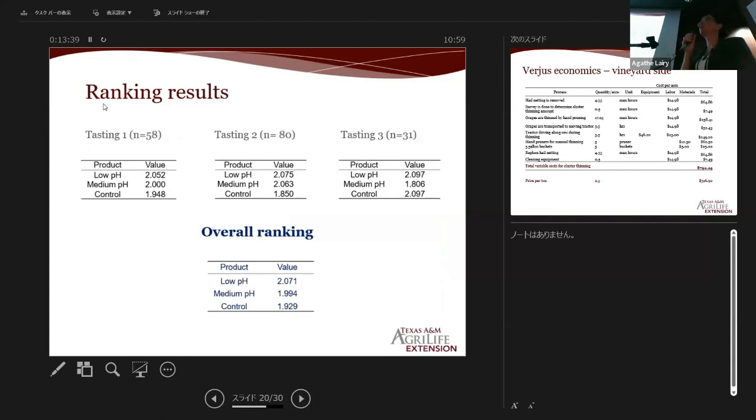So really, there's no difference in the preference of the tasters between the control and the treatments. There's a slight difference, but nothing was significantly different in these tastings. So basically rated the same for ranking. What that tells us is that the addition of the verjus did not affect in any negative way the quality of the wines that were produced with the addition of verjus. So same rankings there.